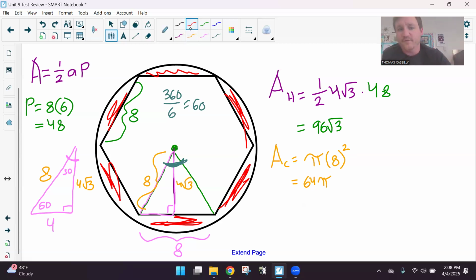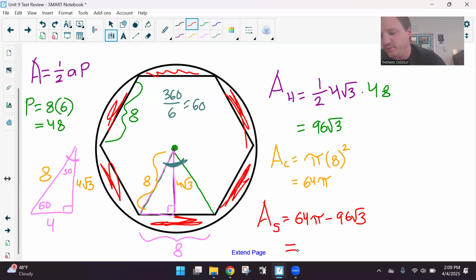So that red shaded area there, I'm going to say S for shade, is just equal to the area of the circle minus the area of the hexagon. That number right there, 64 pi minus 96 square root of 3, is an exact answer. If you leave it just like that, that is the most accurate answer you can get.